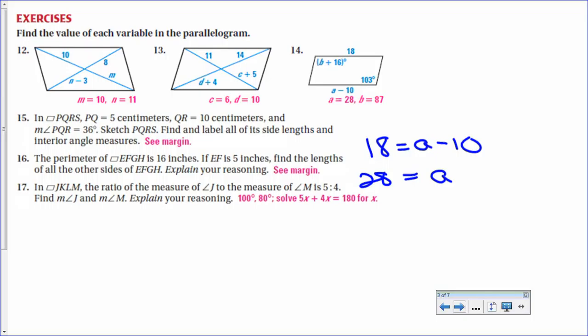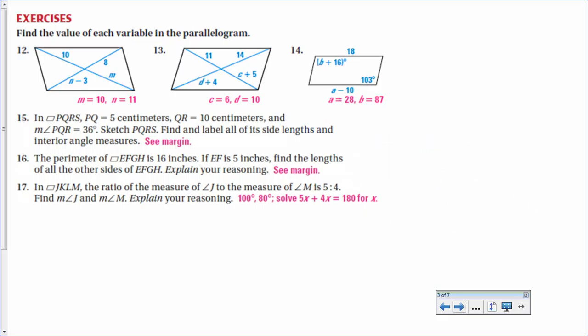With the B value, because opposite angles are congruent, B plus 16 equals 103. Solve for B by moving 16 over, come up with 87 for that one. So that's not too bad for those two. So let's check on number 16 here and see what they got.